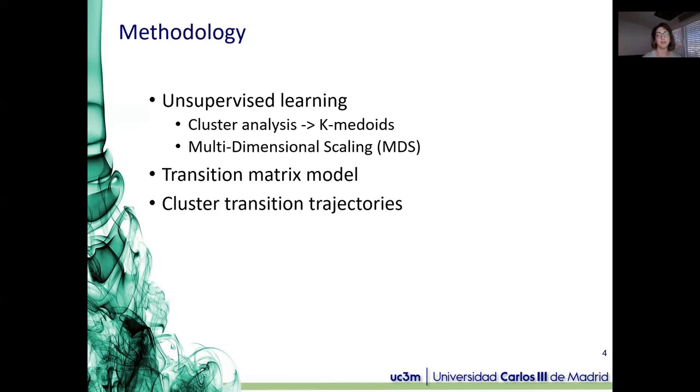Accordingly, unsupervised learning methods such as clustering and dimensionality reduction techniques are applied and evaluated in this work.